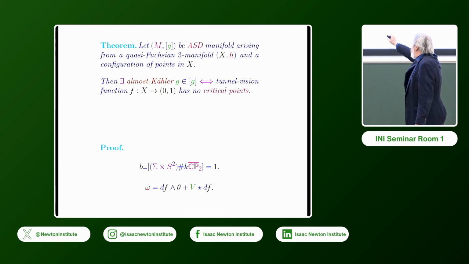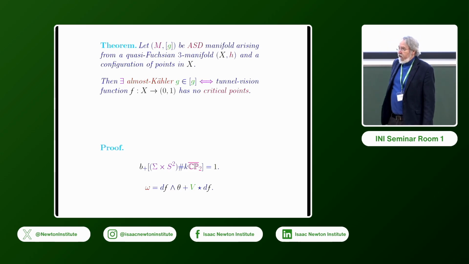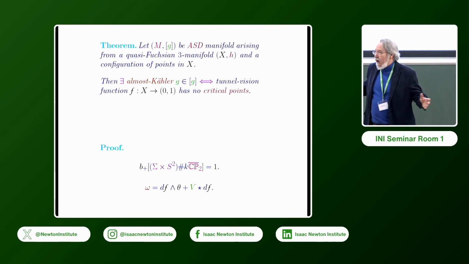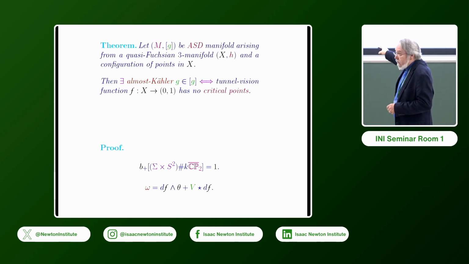I take d of the tunnel vision function, wedge the connection 1-form, take this potential v times star of df, and you can check that that is now closed. So you can actually write down the harmonic 2-form. If f has a critical point, this has a 0.